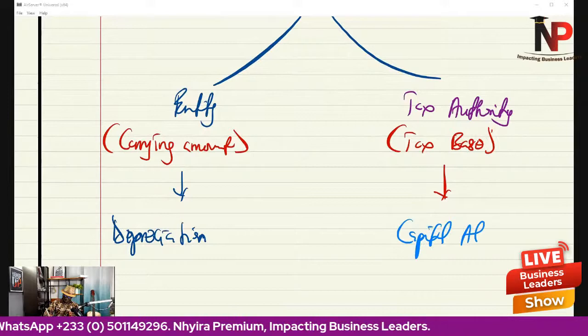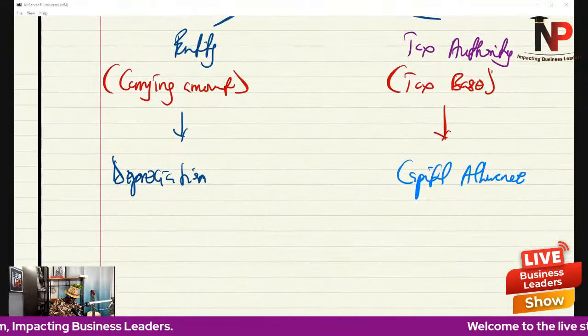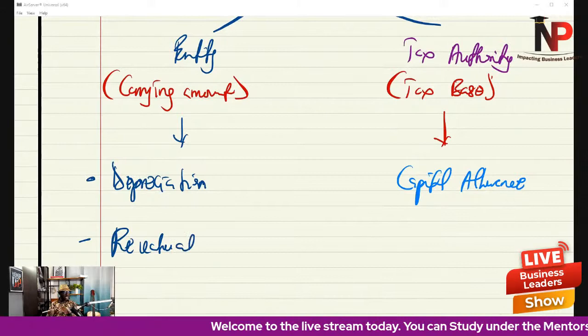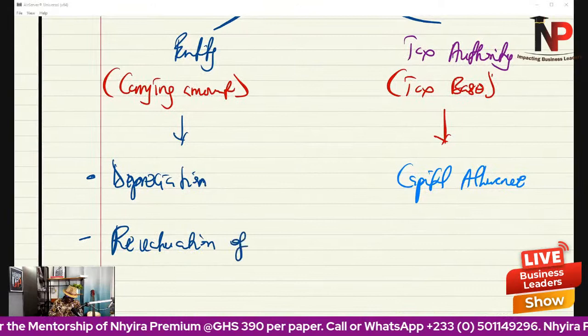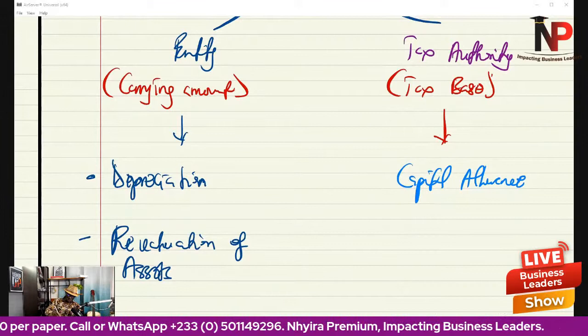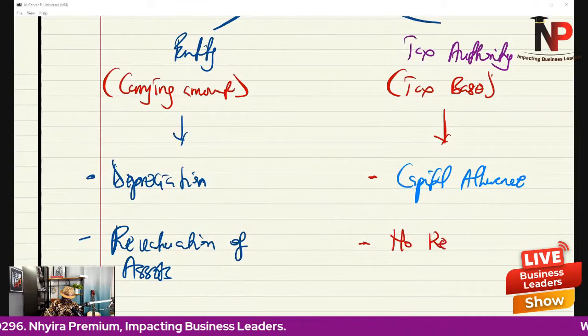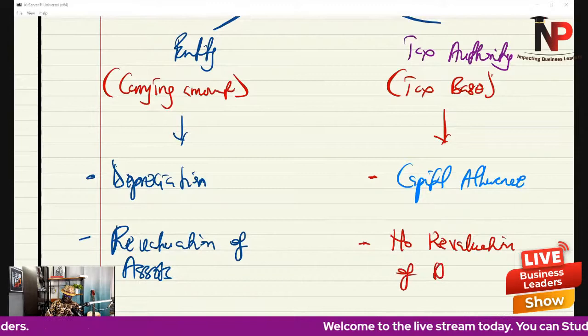Not only that, the entity may decide to revalue its assets so that it reflects the fair value as per IAS 16 or IAS 40 or whatever applicable standard the entity is using in that particular case. But when they revalue their assets, the tax authority doesn't know about revaluation of assets. So the tax authority doesn't do any revaluation. When you revalue your assets, the tax authority has not seen it. They don't do revaluation of assets in their books, so they don't see it.